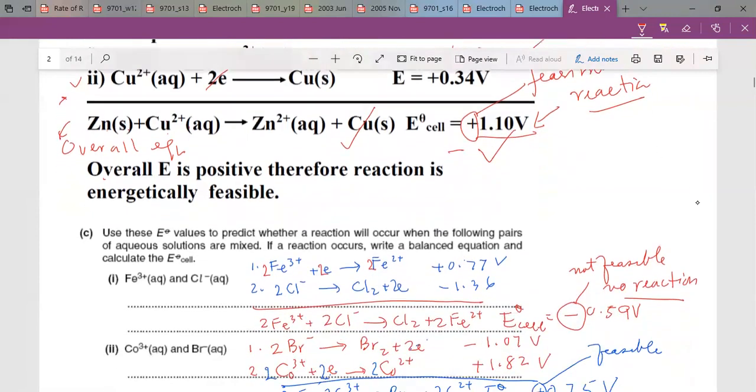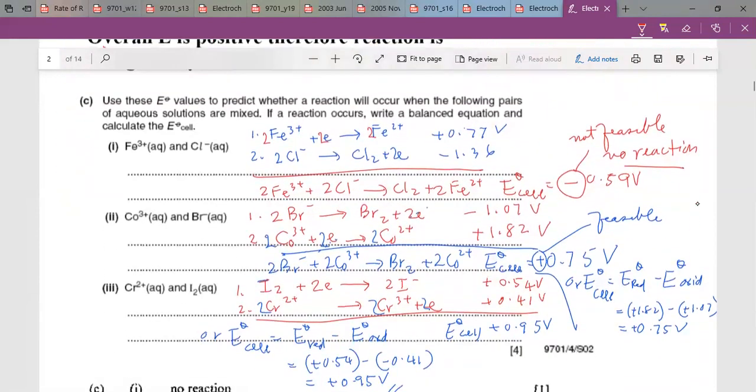Now here is one. There are a few questions I did so that it's easier for us to finish on time. These are passive questions. Use these E naught values, which means the standard electrode potential from your data booklet, to predict whether a reaction will occur or not. What reaction? Your redox reaction. When the following pairs of aqueous solutions are mixed together, if a reaction occurs, write the balanced overall equation and calculate the E cell.